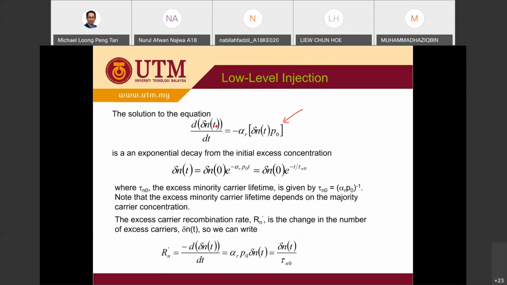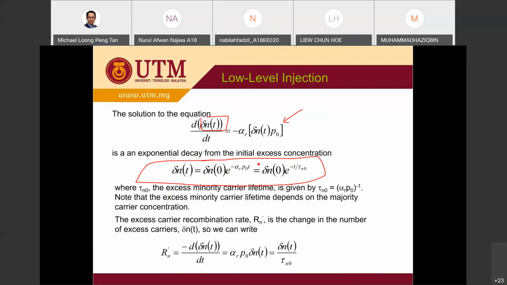So for the solution to this equation, what kind of function can delta nt be so that when you take a derivative, you get something like that? They said that it has to be an exponential. So the solution to this equation has to be exponential. Now they start with this exponential. Just bear with me. And then you get this initial state here because you are going to have a constant. You put 0 here. Then TNO is the excess carrier lifetime given by here.